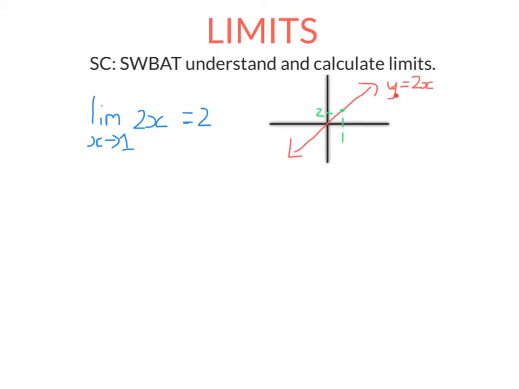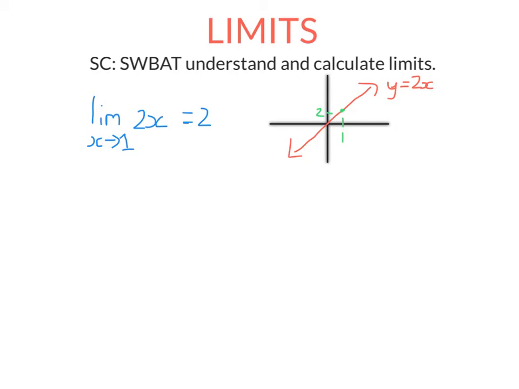So here I've drawn the graph of y equals 2x. It goes through this point here, (1, 2). So this is essentially saying of this graph y equals 2x, as x gets closer and closer to 1, what happens to the y value? Well, as x gets closer and closer to 1, the y value gets closer and closer to 2. That's what we mean by limits.